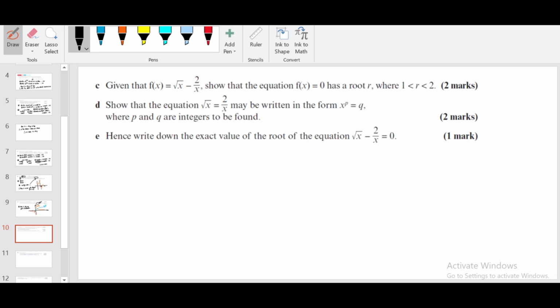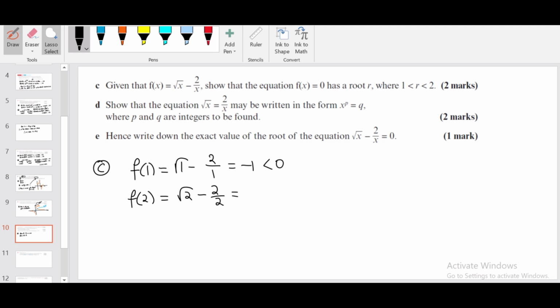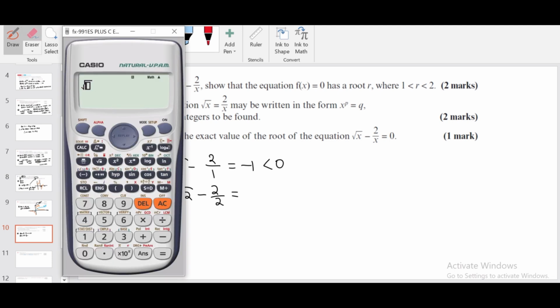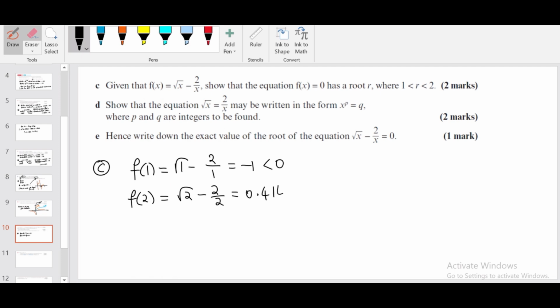f of x is equal to square root of x minus 2 over x. Show that the equation has a root r in the interval 1 to 2. So same as before, you need to find f of 1, which is square root of 1 minus 2 over 1, which is 1 minus 2. Now f of 2 is equal to square root of 2 minus 2 over 2. Square root of 2 minus 2 over 2. You get a positive number, 0.414, etc.